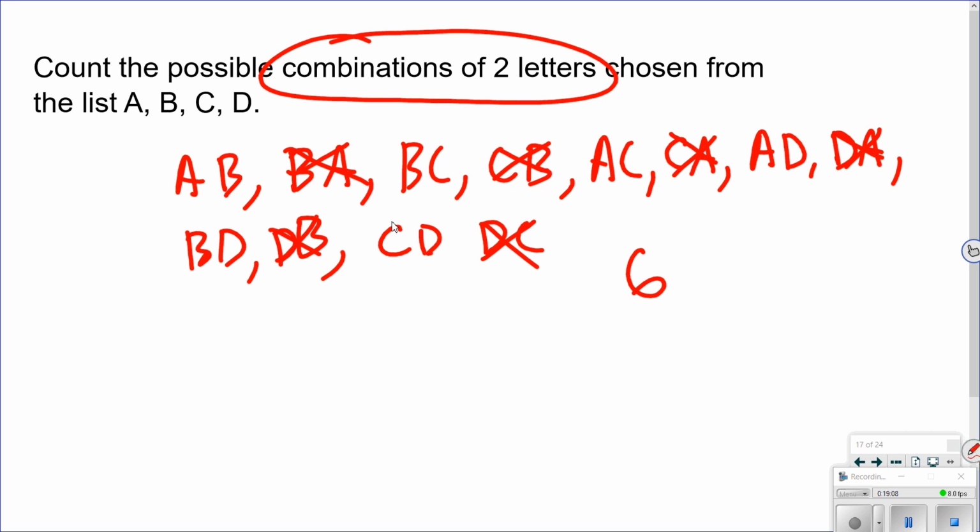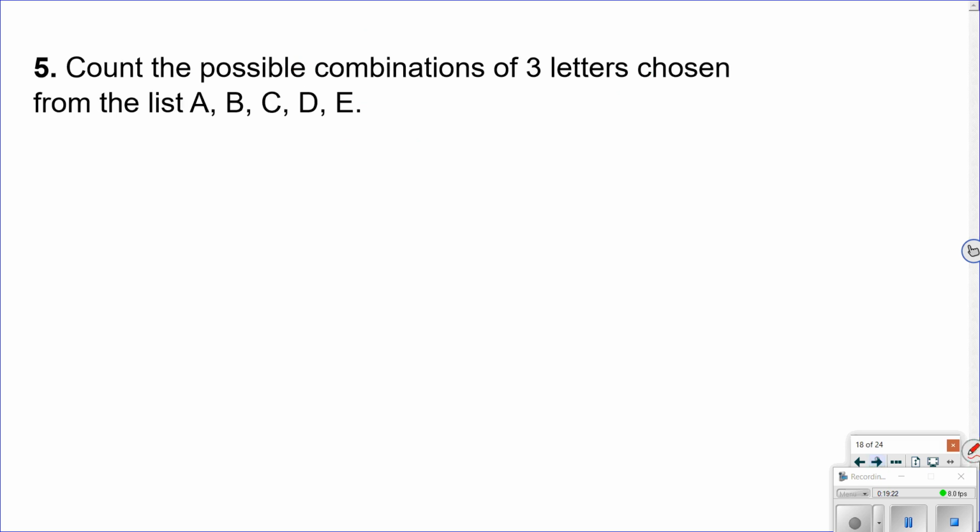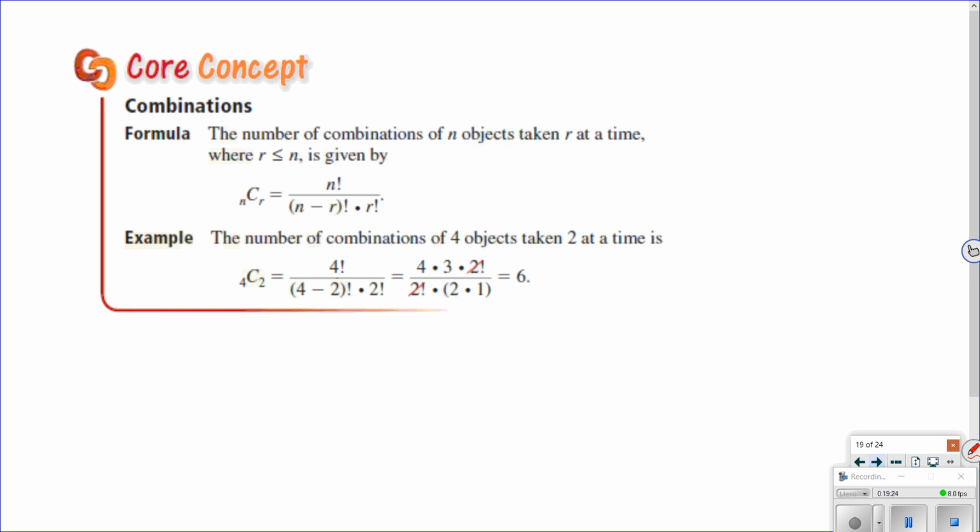You can't use the fundamental counting principle to find the answer to these like you did with permutations. So with combinations, you need to use these formulas. I'm going to show you the formula you're going to use for a combination. nCr, n combination with r. n is still the number of objects you have to choose from, and r is still the number of objects you're choosing.